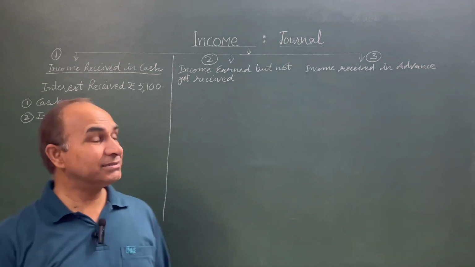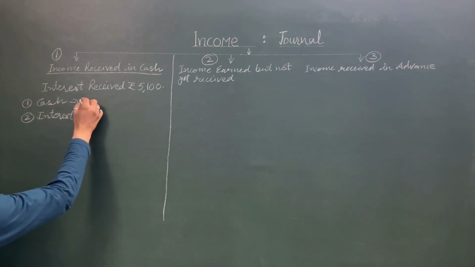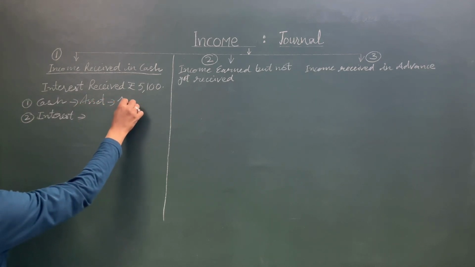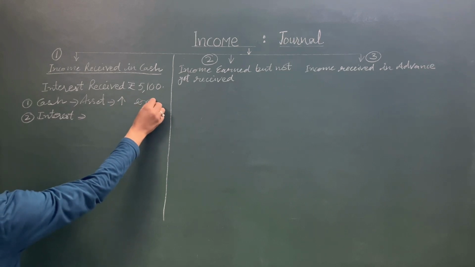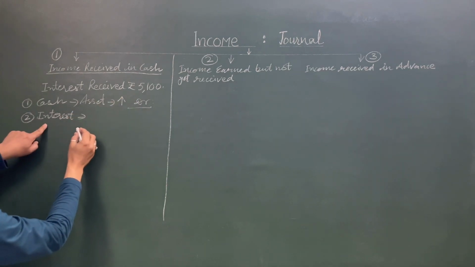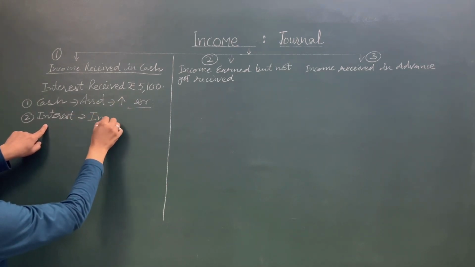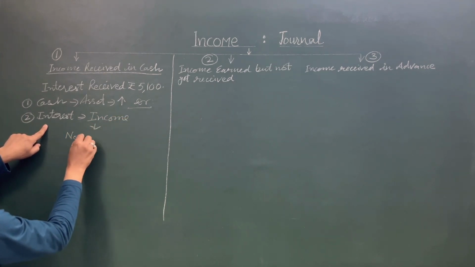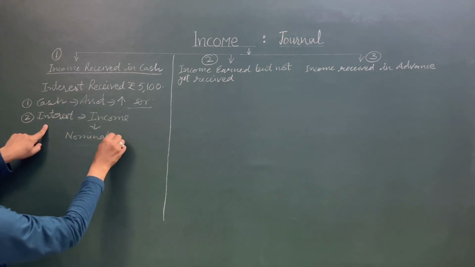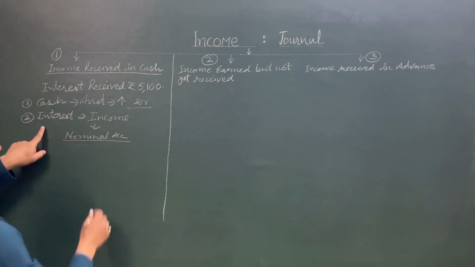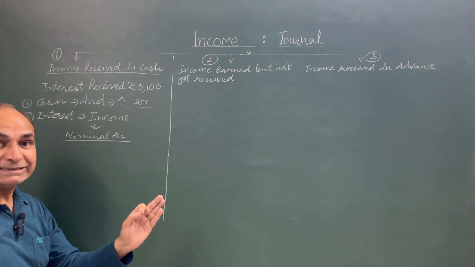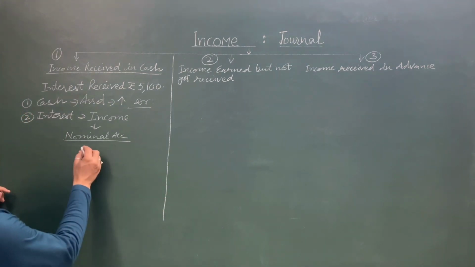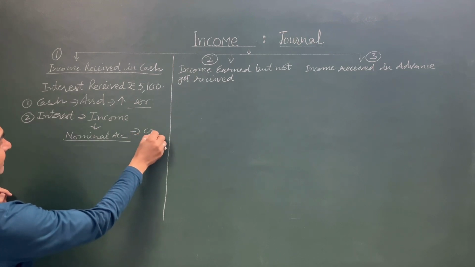Interest is what? This is our income. See, cash is our asset, it is increasing, so real account, it will be debited. And second is interest. Interest is our income, and income belongs to nominal account, dear friends. Nominal account. And what is the rule of nominal account? Debit all expenses and losses and credit all income and gains. So it is an income, therefore it will be credited.